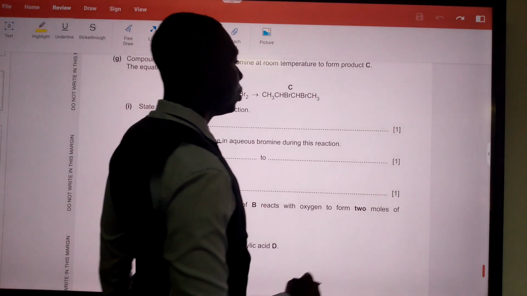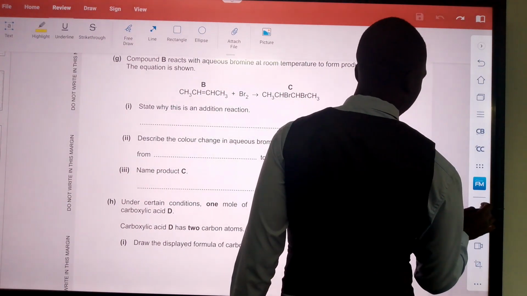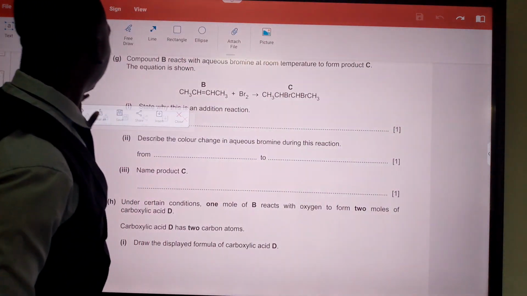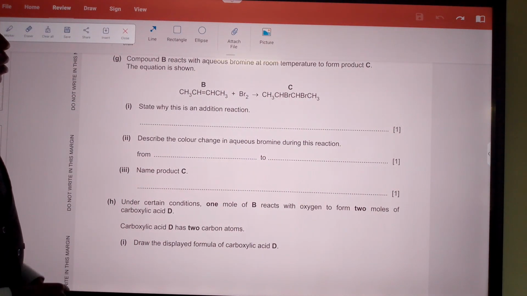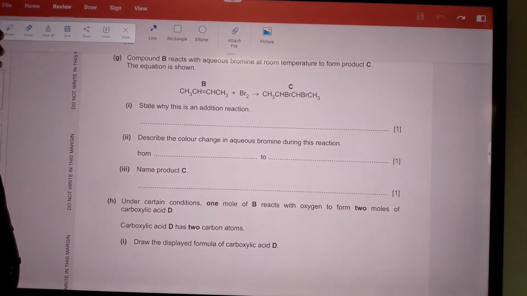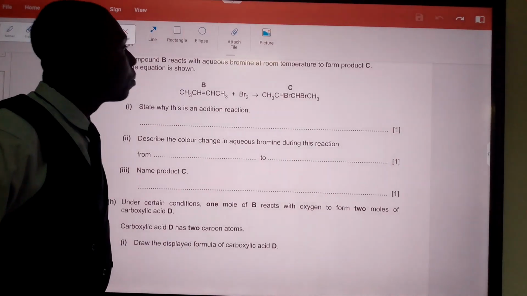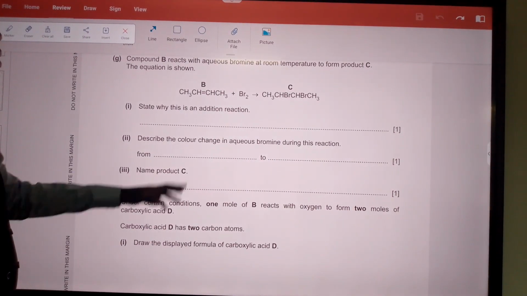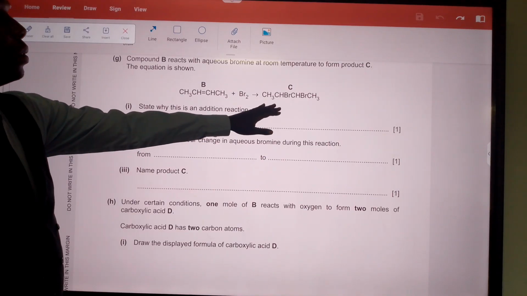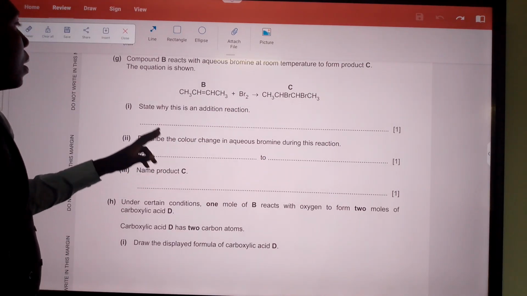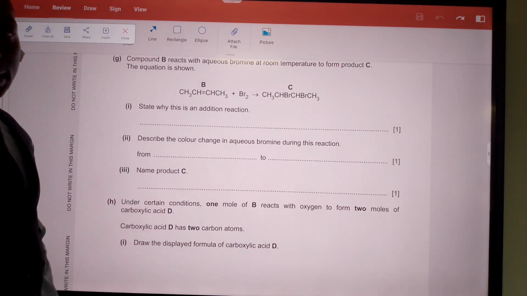Part G. The question reads: compound B reacts with aqueous bromine at room temperature to form product C. The equation is shown. So this is our compound B, which is but-2-ene, reacting with bromine to form this compound C. State why this is an addition reaction.